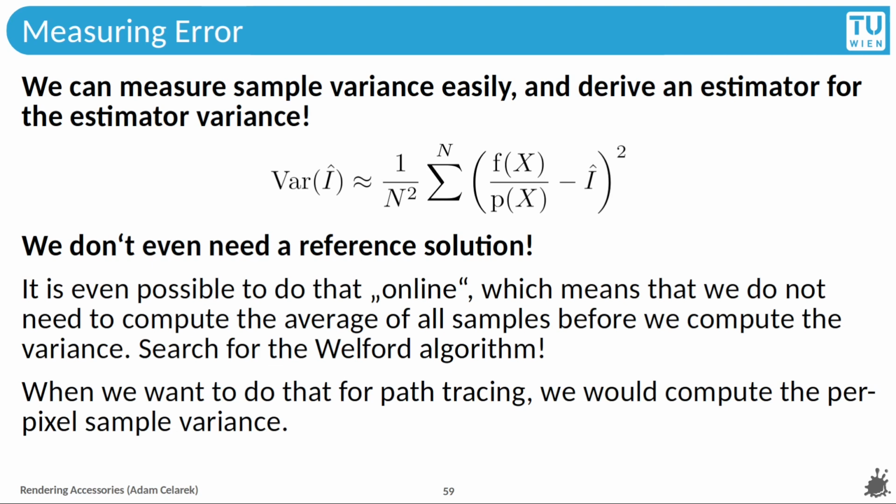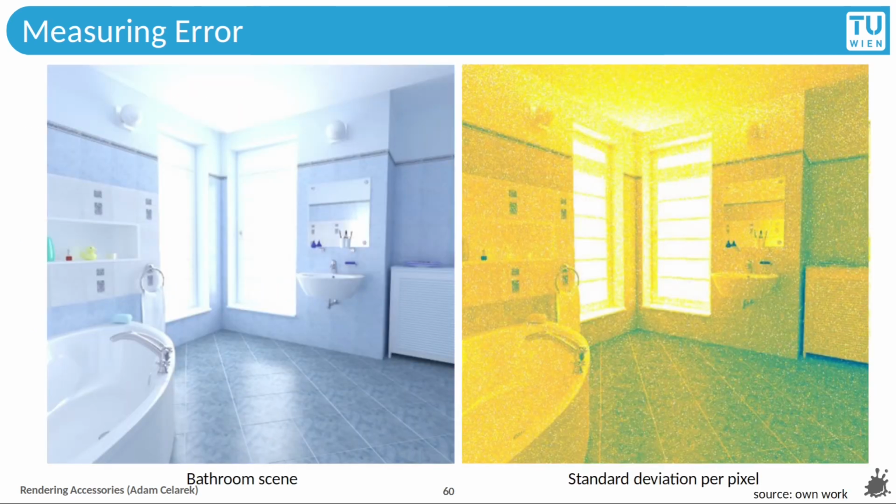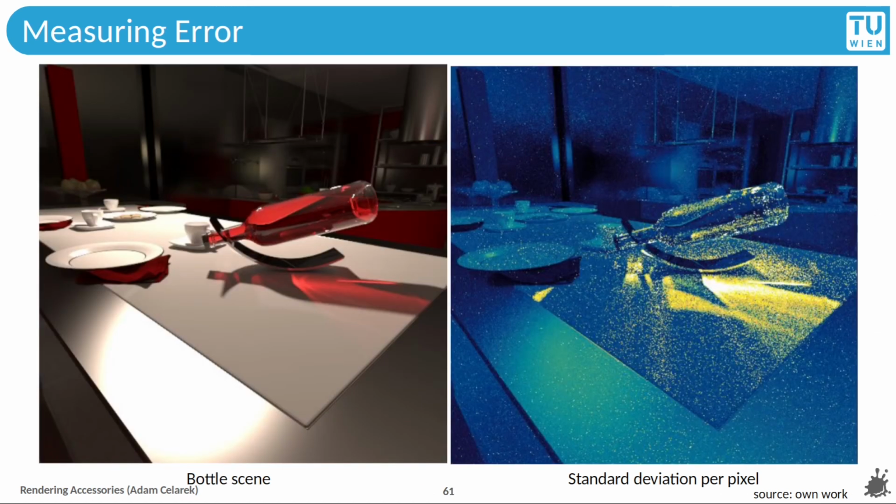Time for some examples. On the left, you see a rendering of a bathroom scene. On the right, there is the standard deviation per pixel. In my opinion, standard deviation is preferable compared to variance because it is linear and the variance has a quadratic scaling. Here we see another example, and we can clearly identify that the caustic is problematic for the path tracing algorithm because the standard deviation or variance is high.